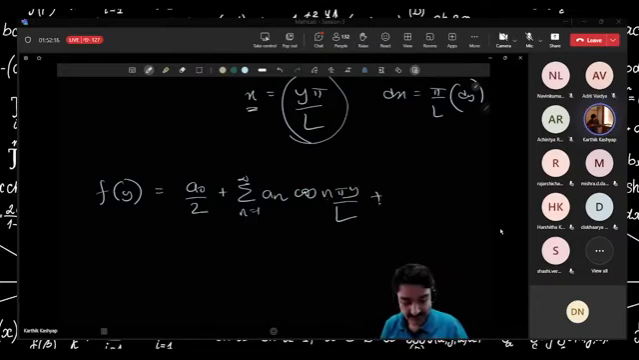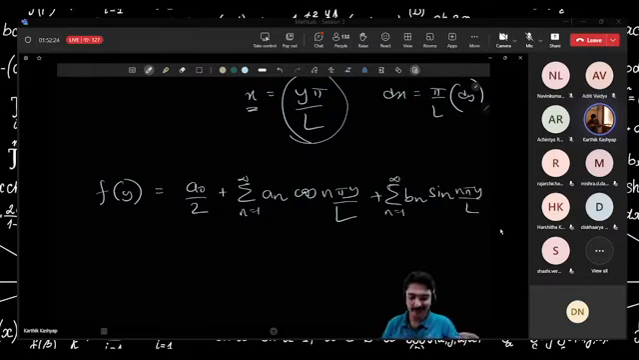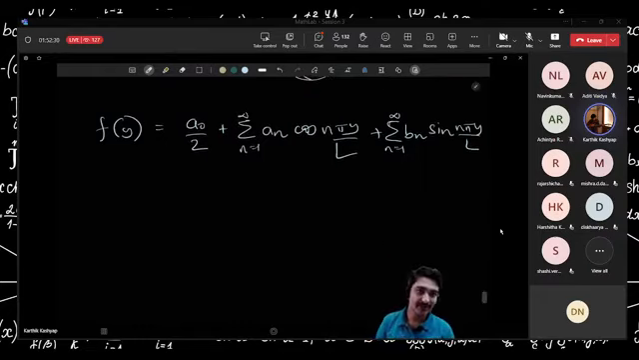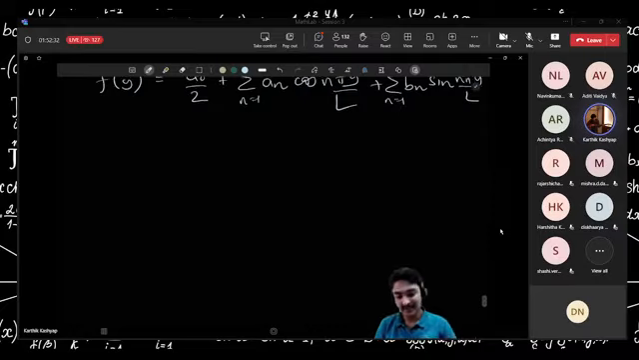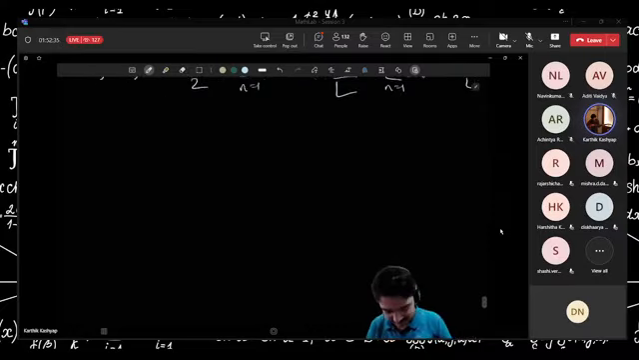So this is for cos, and similarly for sine, we can write it as sigma bn sine n pi y by L from n is equal to 1 to infinity. So this is our modified Fourier series for periodicity of minus L to L. Now again, we don't have to find the coefficients manually. We can just use the same method again.